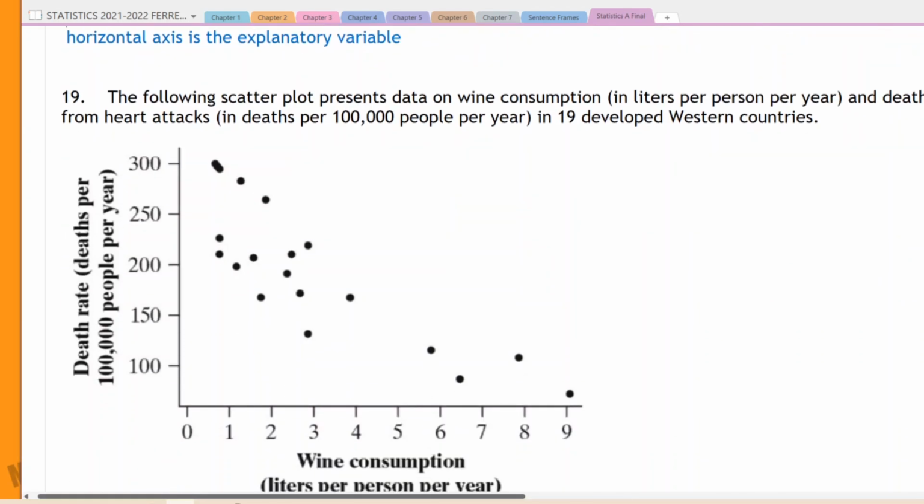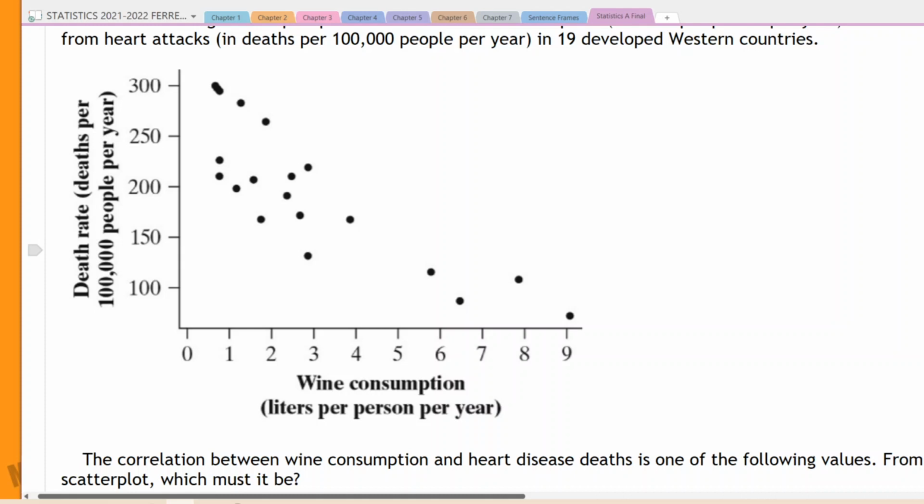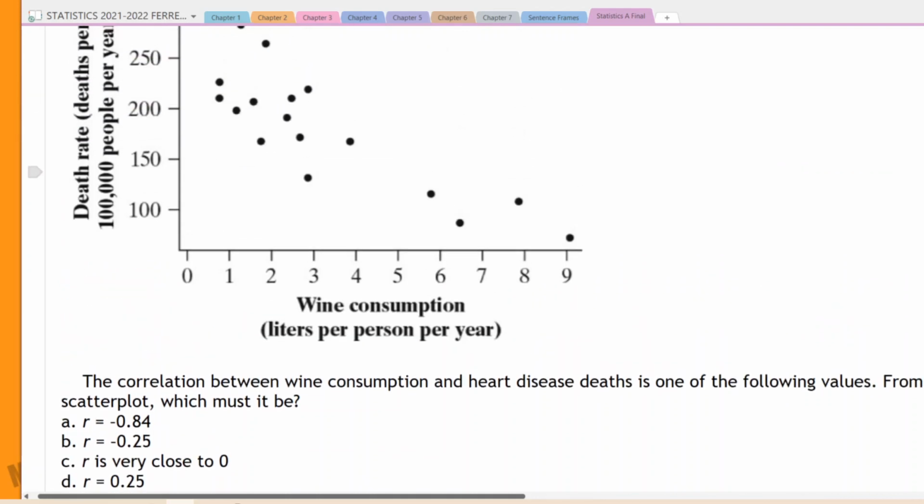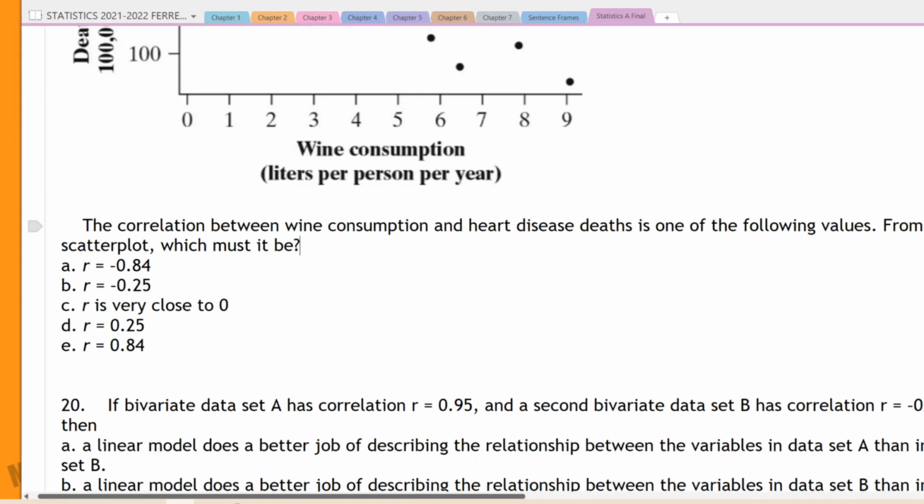19. The following scatter plot represents data on wine consumption and the death rate from heart attacks on 19 developed Western countries. We can see as wine consumption increases, the number of deaths per 1,000 per year decreases. If one variable increases while the other variable decreases, that's a negative correlation. So we can see that this is a negative correlation, which helps us a lot, because now we know that R has to be negative.